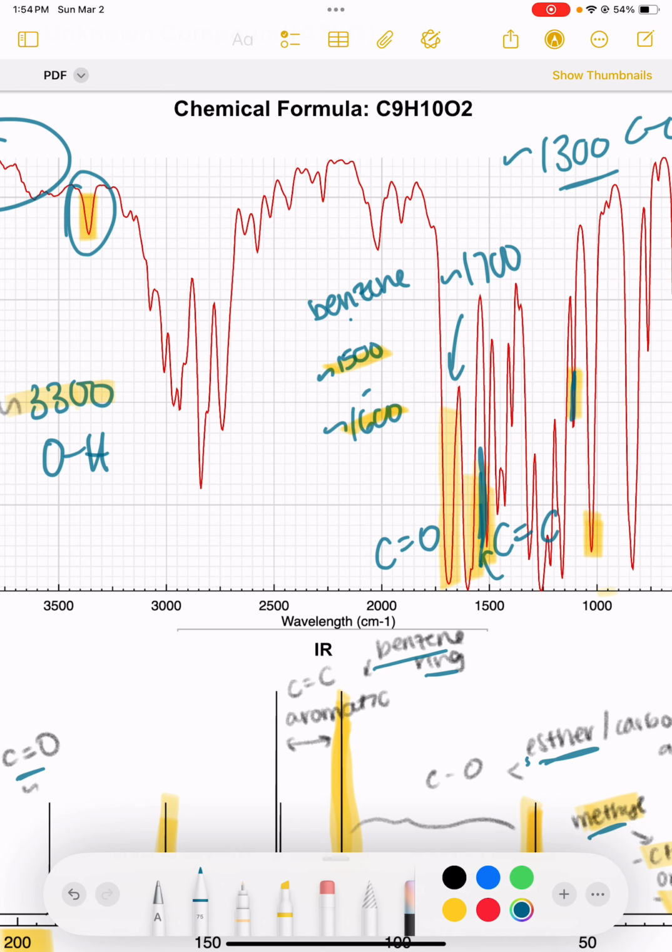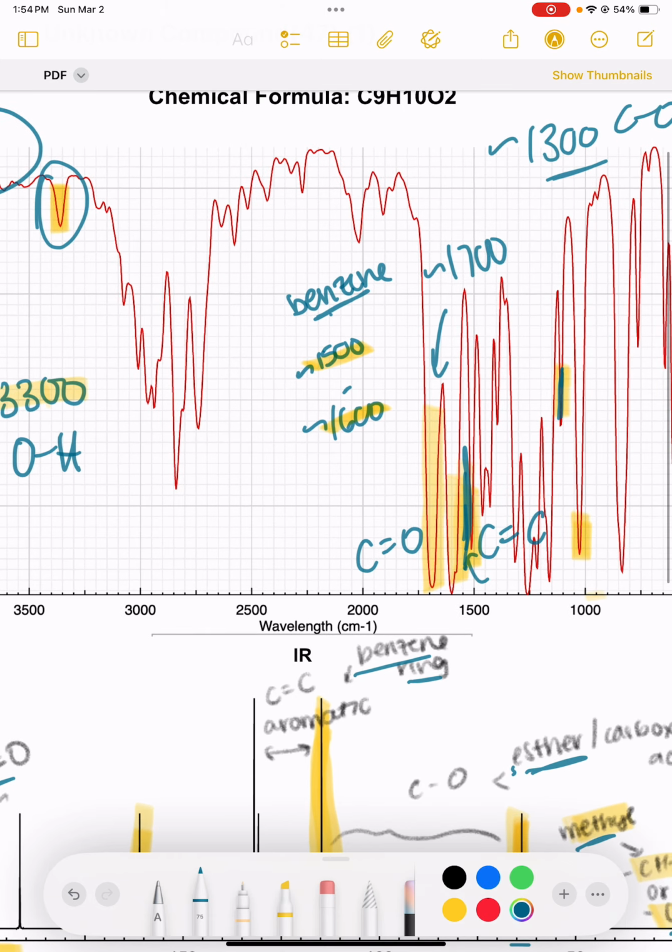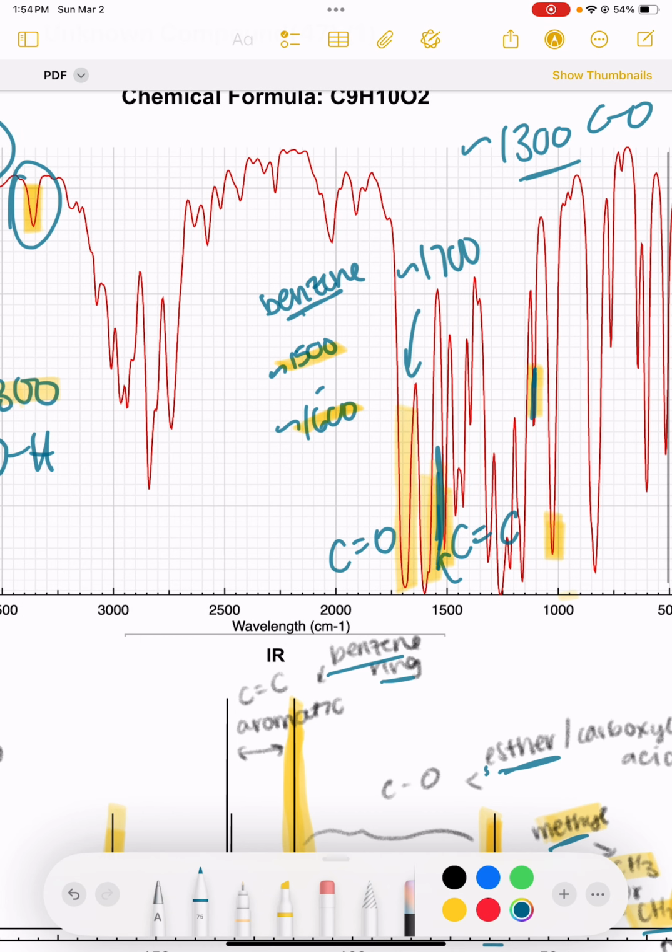Then if you move forward to around 1500 to 1600, which is approximately here, we know that there is a possibility of having a benzene ring there, because it is a carbon double bonded to a carbon, aromatic. And if we look at 1700, we know there is a carbon double bonded to an oxygen, which tells us that there could be a carboxylic acid, ester, or ketone, but I don't think there's a ketone. I believe it is an ester.